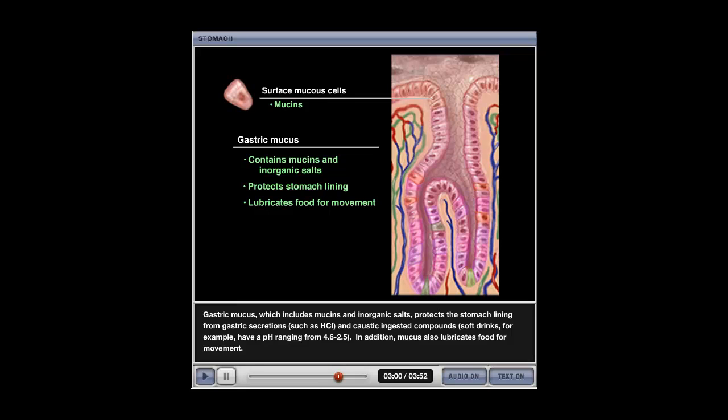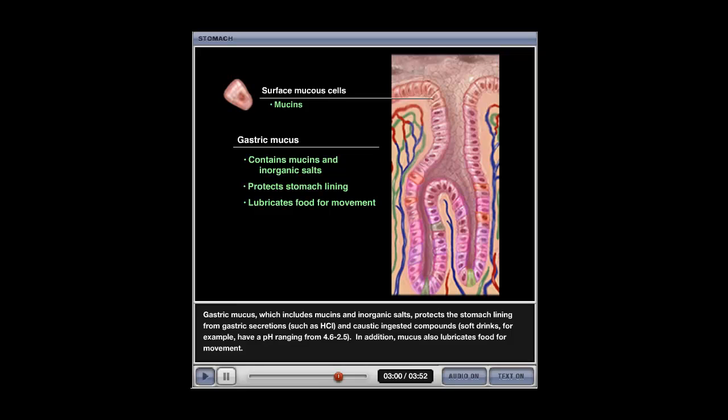The mucosa is indented by gastric pits that are lined with surface mucus cells. Branched tubular gastric glands empty into the base of the gastric pits. Gastric glands are composed of 4 cell types that produce specialized secretions involved in digestion. Mucous neck cells secrete mainly mucin.